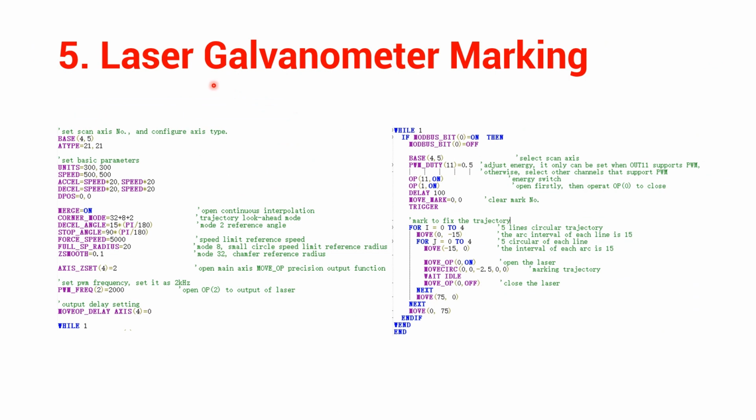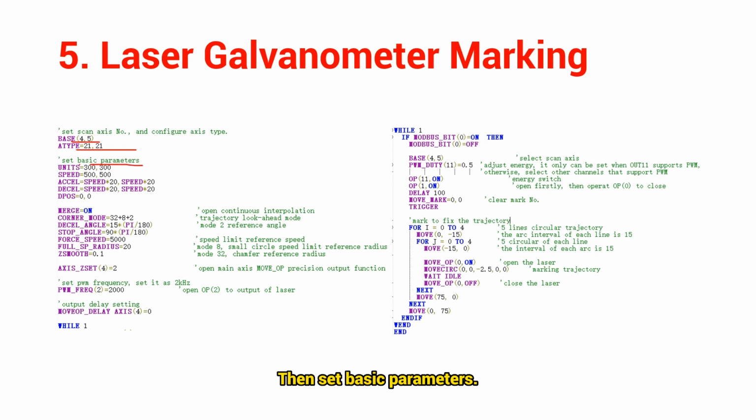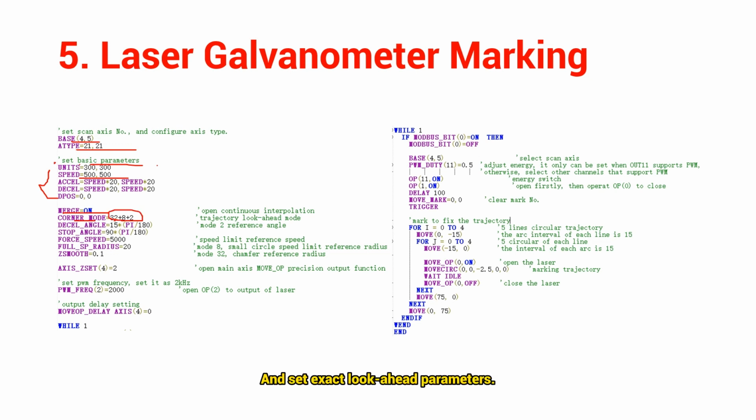Now, see the code. The first galvanometer axis interface is connected, so there are axes 4 and 5. Configure them as the galvanometer type. Then set basic parameters. Speed is the marking speed. Open continuous interpolation. Set trajectory look ahead mode. Corner deceleration, small circle speed limit and chamfer are on. And set exact look ahead parameters.